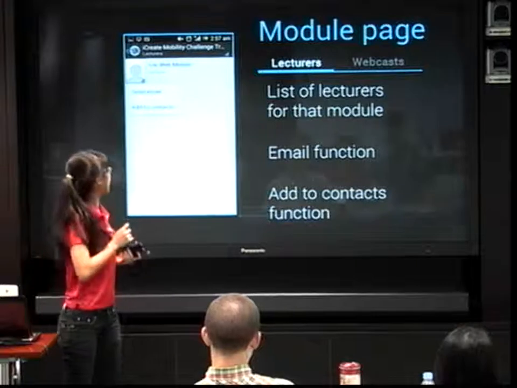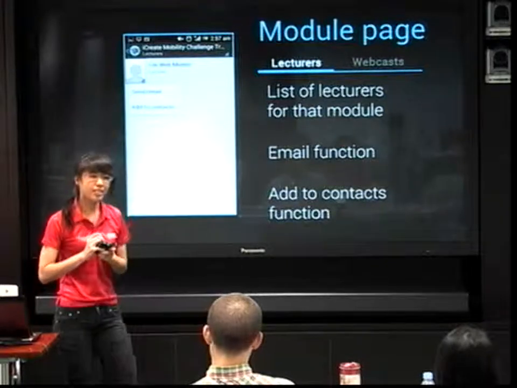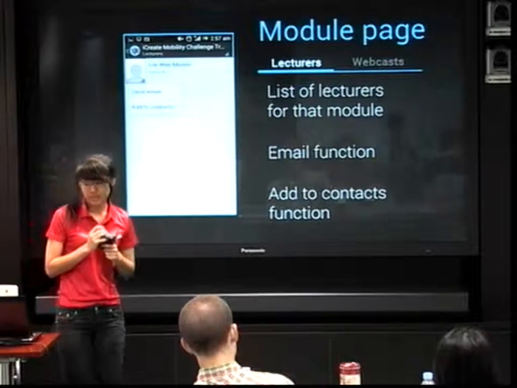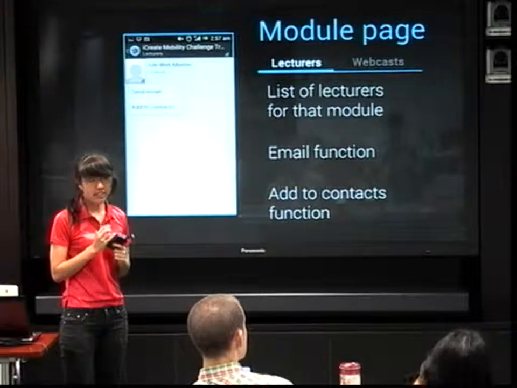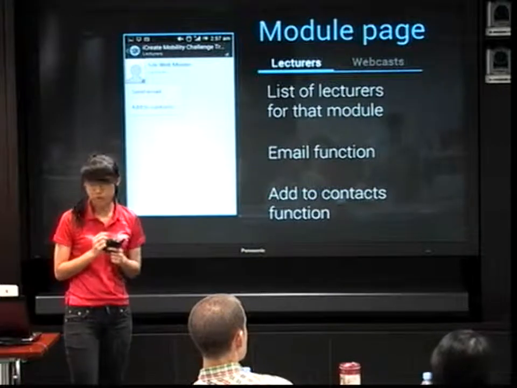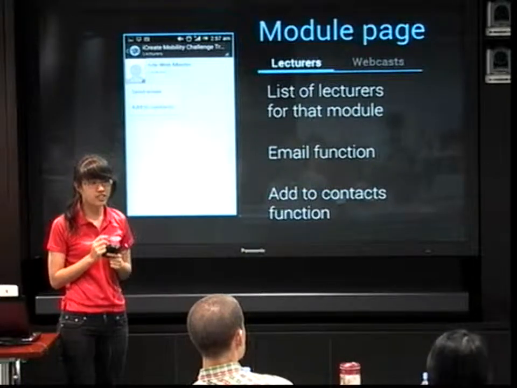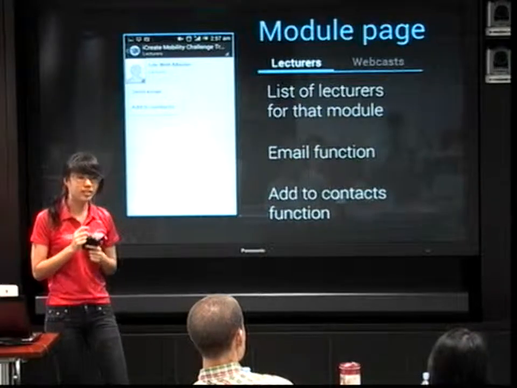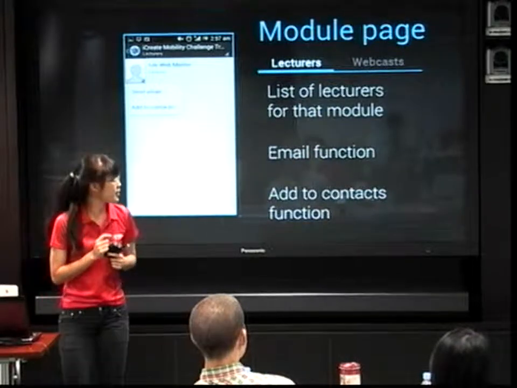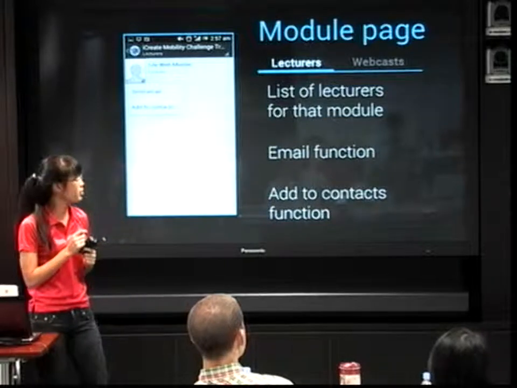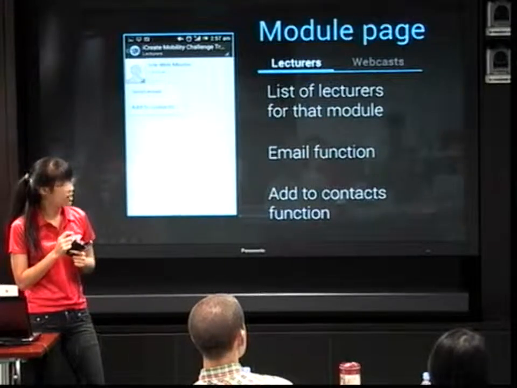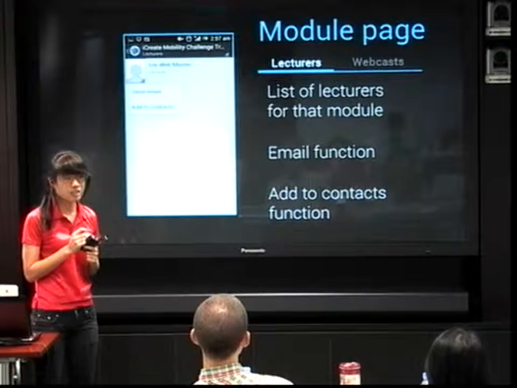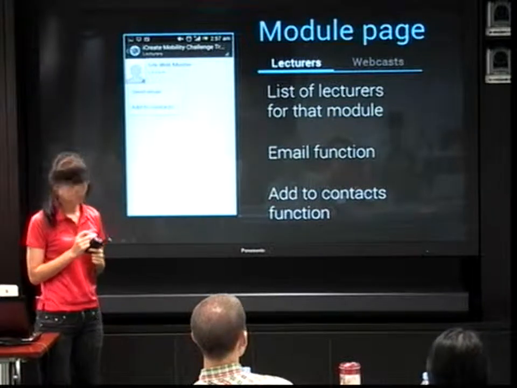The next tab is actually the lecturers tab, because IVLE allows you to view all the lecturers available for that module. So we added that feature in, and then you can see all the lecturers, as well as when you click on the icon for a lecturer, you can see the email function and the add to contacts function. When you click on the email function, it automatically brings you to the email app that you're using, and then the email of the professor, the lecturer, will be filled in for you.